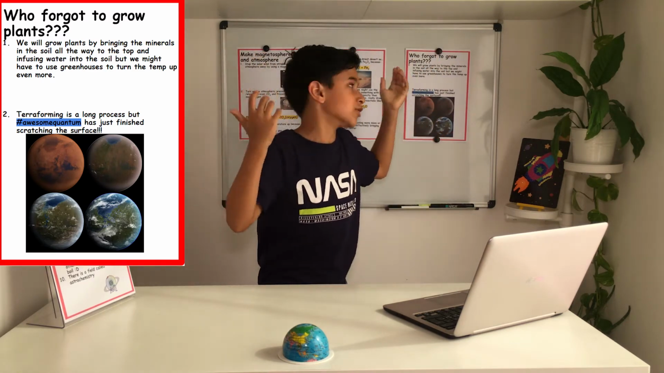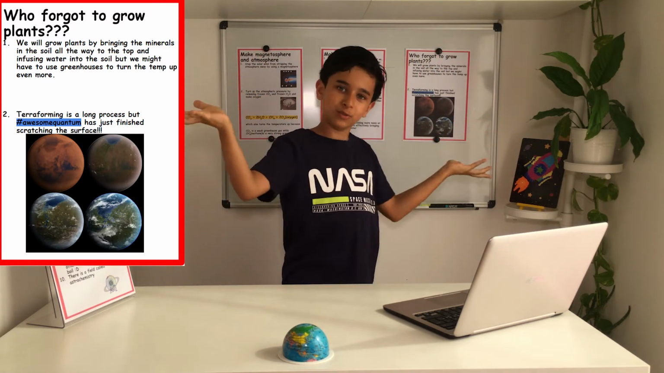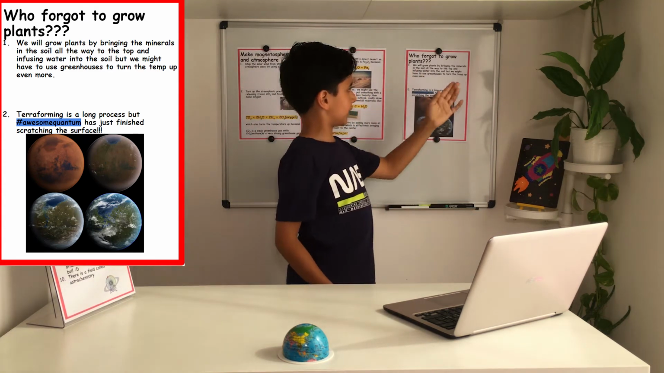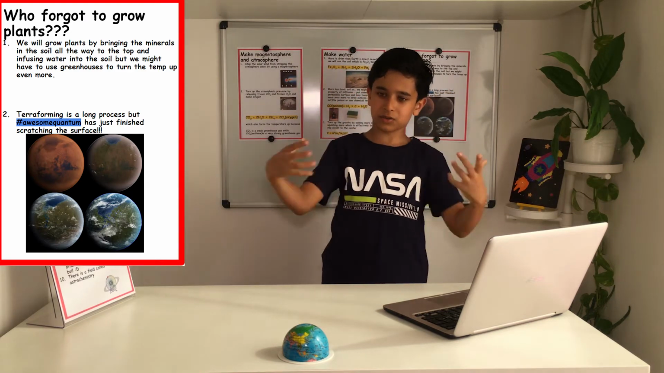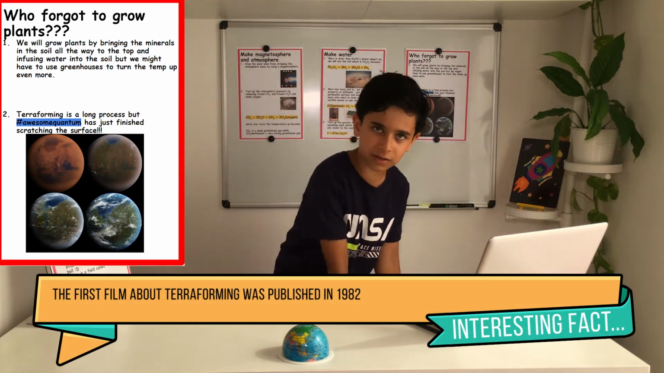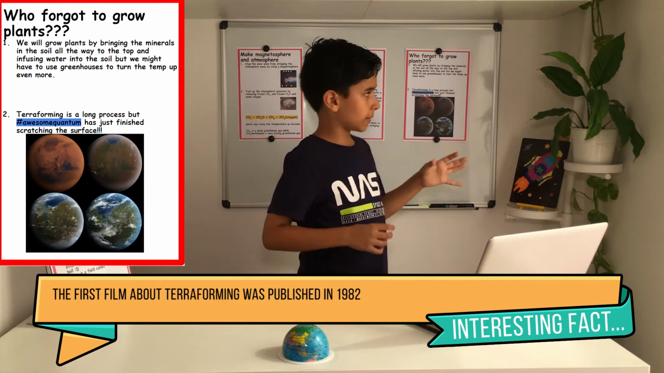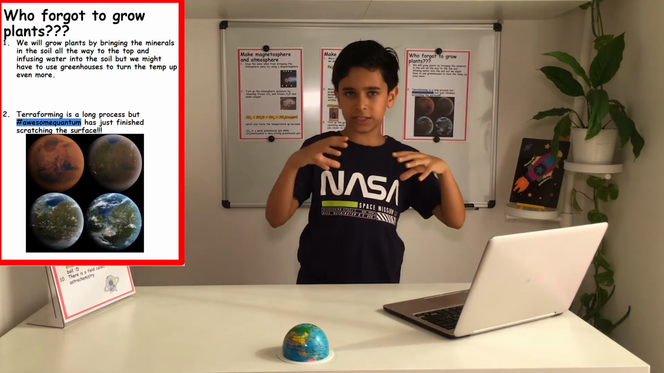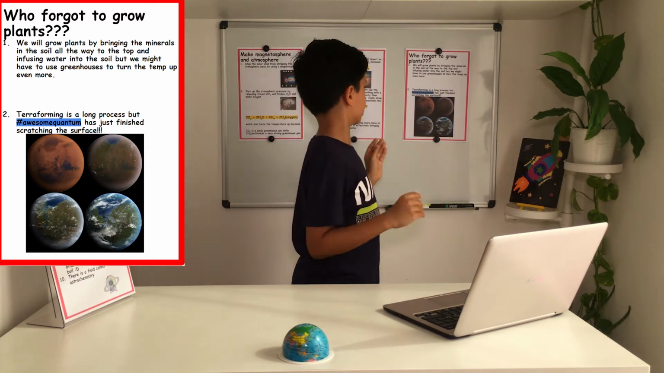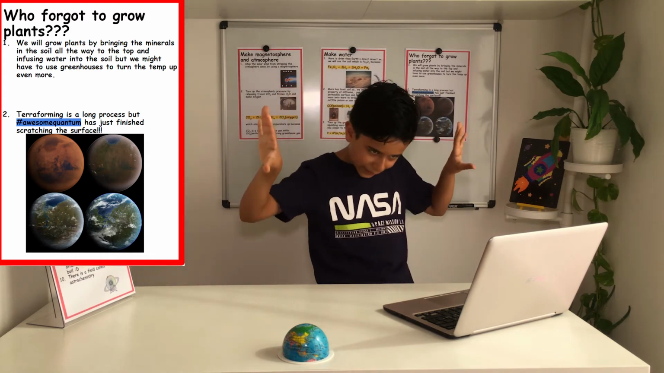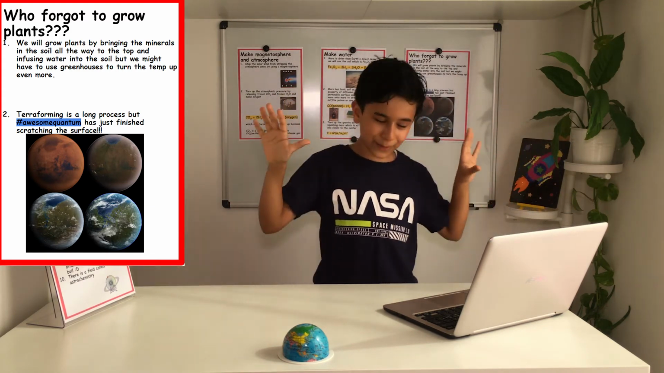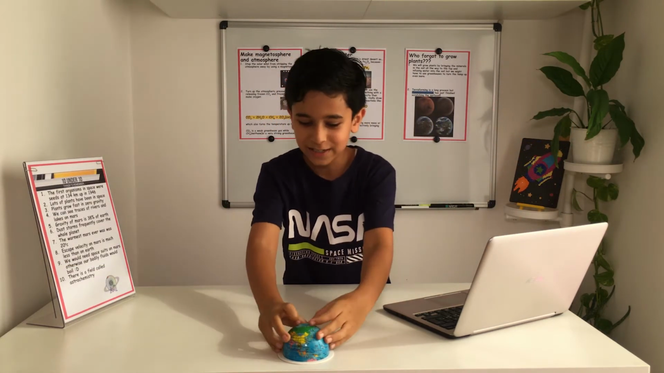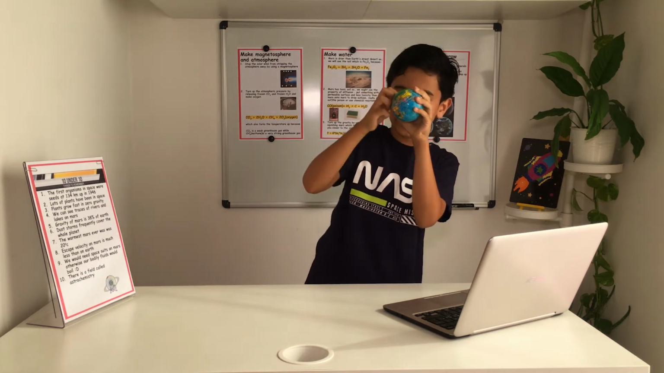Who forgot to grow plants? Who? Was that you? Anyway, we can grow plants by putting the minerals in the soil up, because there are minerals but all the way at the bottom, and putting water into the soil so that the plants can grow. But we might have to use greenhouses as well to make it even warmer for the plants. By the way, terraforming is a long process, but #AwesomeQuantum has just finished scratching the surface.